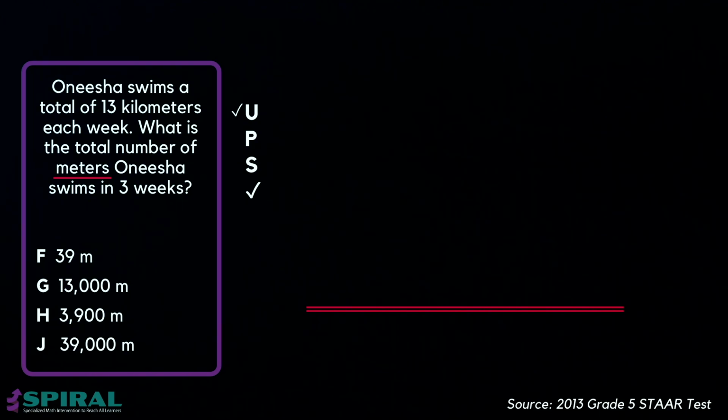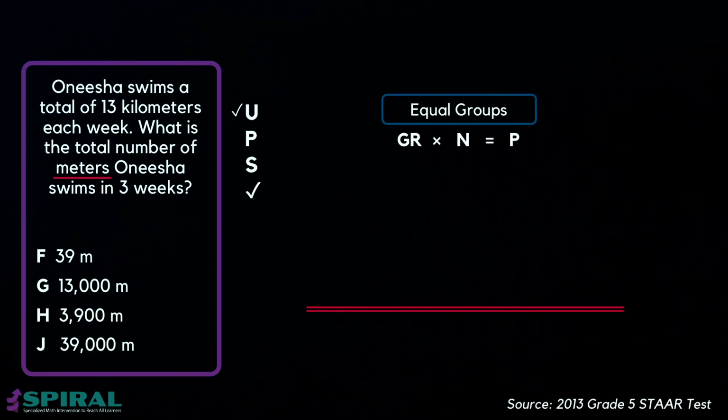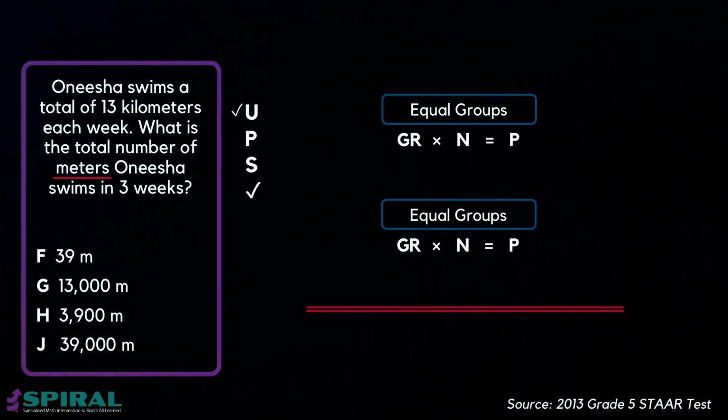So first, students can use an equal groups equation to determine how many kilometers Anisha swims in 3 weeks. And then they can convert the kilometers to meters, again using our equal groups equation. We also want to write our conversion above our schema equation as a helpful reminder, so we will write 1 kilometer equals 1,000 meters. So here, let's look at our first schema equation. We've planned, so we'll put a check mark next to that P.